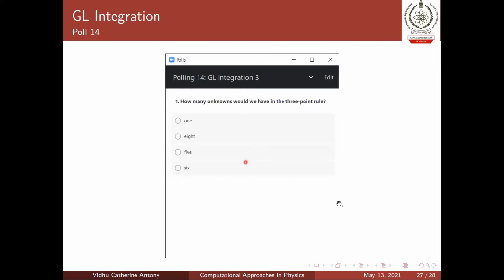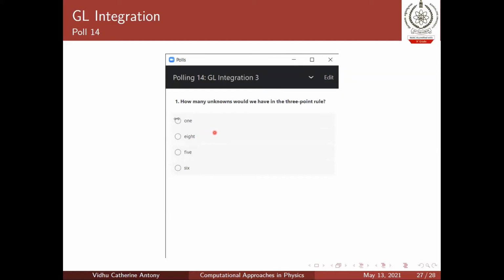Okay, majority of you guys answered 6. Some of you answered 1. I don't even know how that is relevant. Okay, so there's no option 3 anyway. But how would we be able to compute the 3-point rule with just one unknown? The basic idea is that you have 3 points in your formula, right?